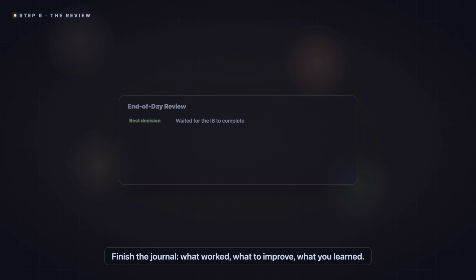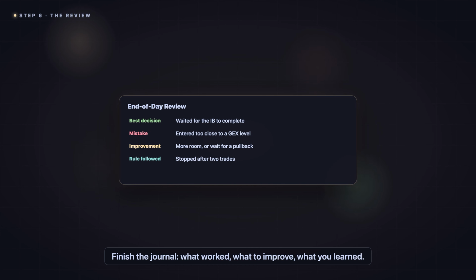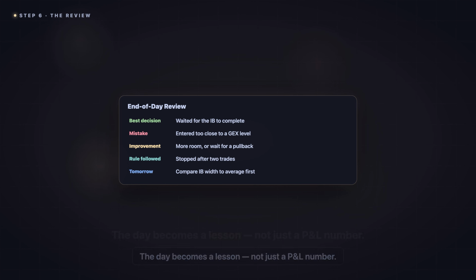Then I finish the daily journal. What went well? What needs improvement? What did I learn? Did I follow my rules? Did I respect my risk parameters? This is where the day becomes a lesson instead of just a P and L number.